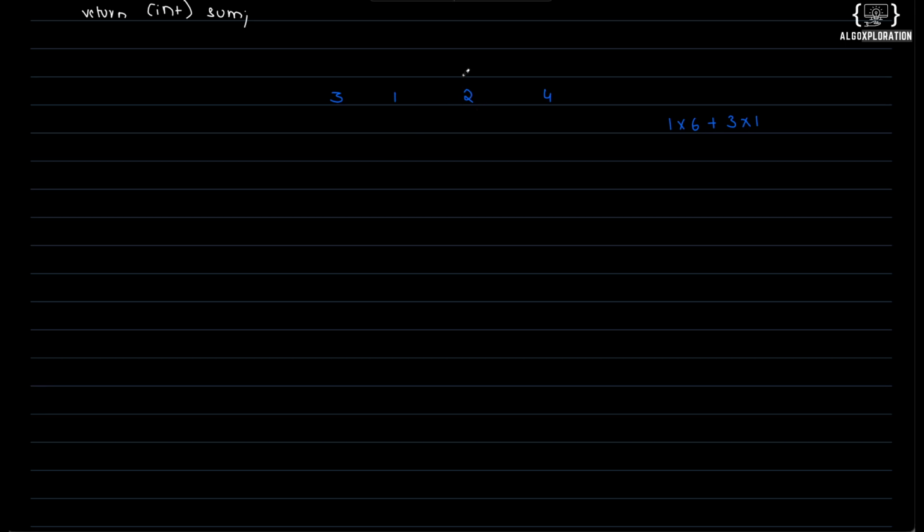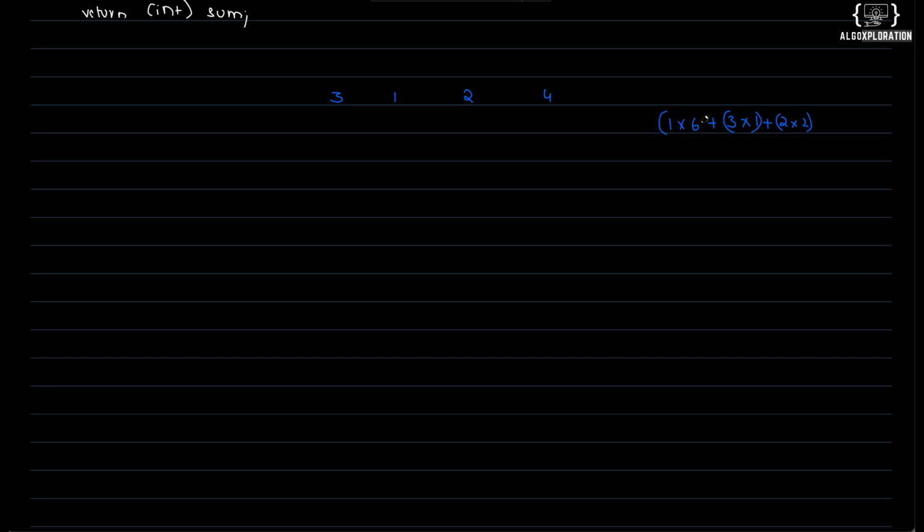Now again I need to consider in which subarrays 2 will act as a minimum. Now see guys, if I go on the left hand side, 1 is there, right? Now if I consider this one, 2 cannot act as a minimum. So only one subarray. And if I go on the right hand side, there is 4. Now over here 2 can act as a minimum, so there are 2 subarrays in which 2 will act as a minimum. So plus 2 into 2.